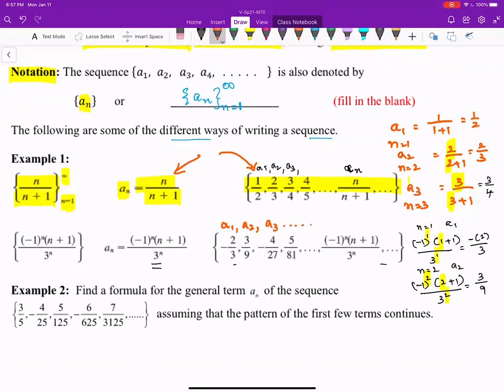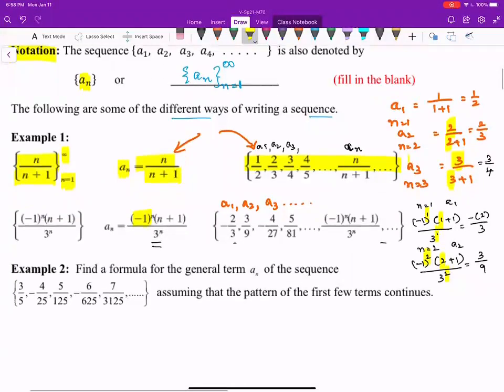If you want to start a sequence with a negative sign, you may want to attach negative 1 to the power n. This negative 1 to the power n alternates the signs of the terms, starting with the negative. If you want to start this sequence with a positive sign and then alternate, positive, negative, then you may have to introduce negative 1 to the power n minus 1. Then the sign will start off positively.